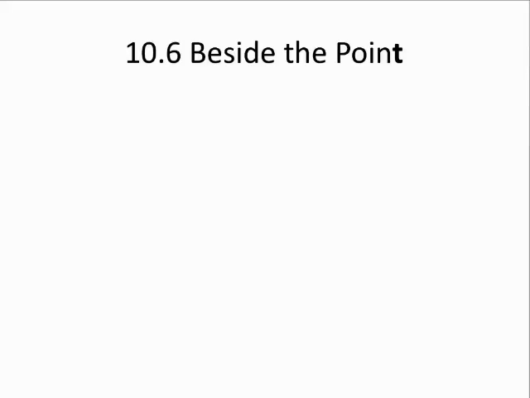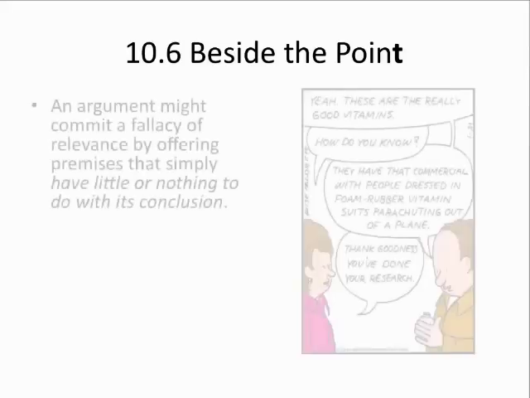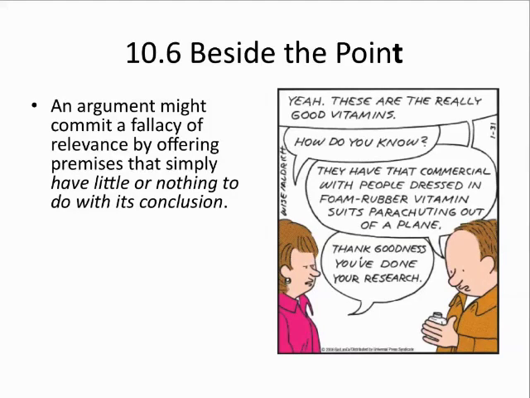Our next fallacy of relevance is the ignoratio elenchi, which means, in Latin, ignorance of the logical refutation. We'll just refer to it as beside the point and use it to refer to a fallacy that offers premises that have little or nothing to do with the conclusion. In this example, the gentleman is claiming that the vitamins are really good because the advertisement for them features people parachuting from an aircraft while dressed in foam rubber vitamin costumes.